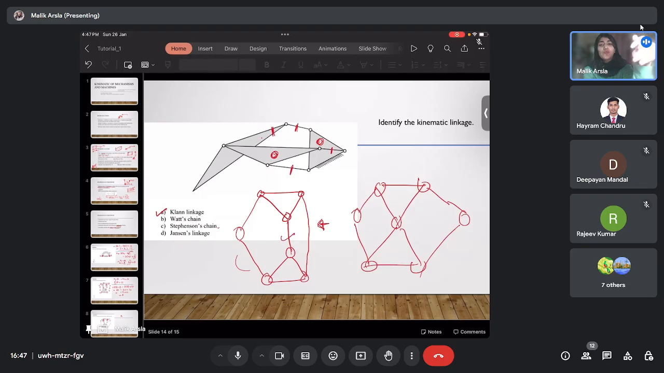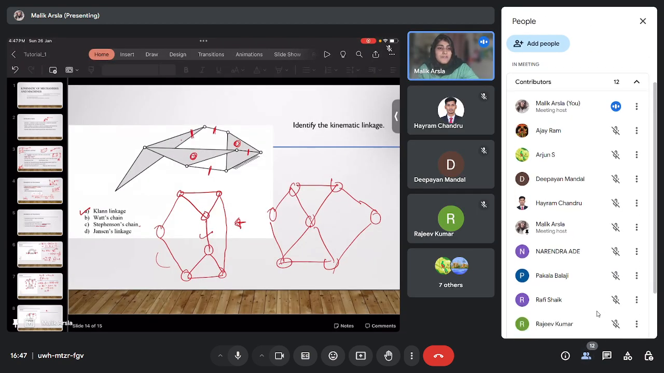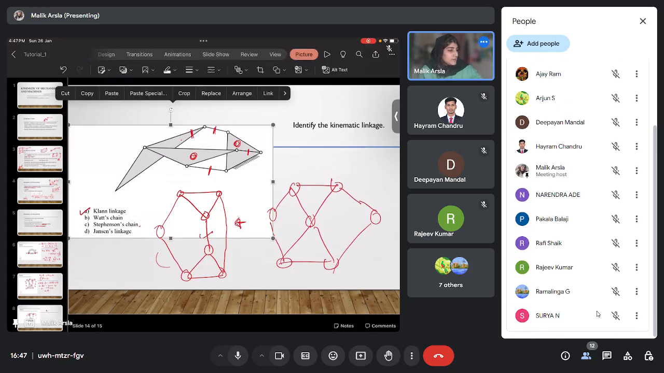Okay, those people who joined at last, you can introduce yourself if you want to. Everyone else has done it. Those who have not introduced themselves already, please introduce yourself. And I'll stop sharing my screen then.